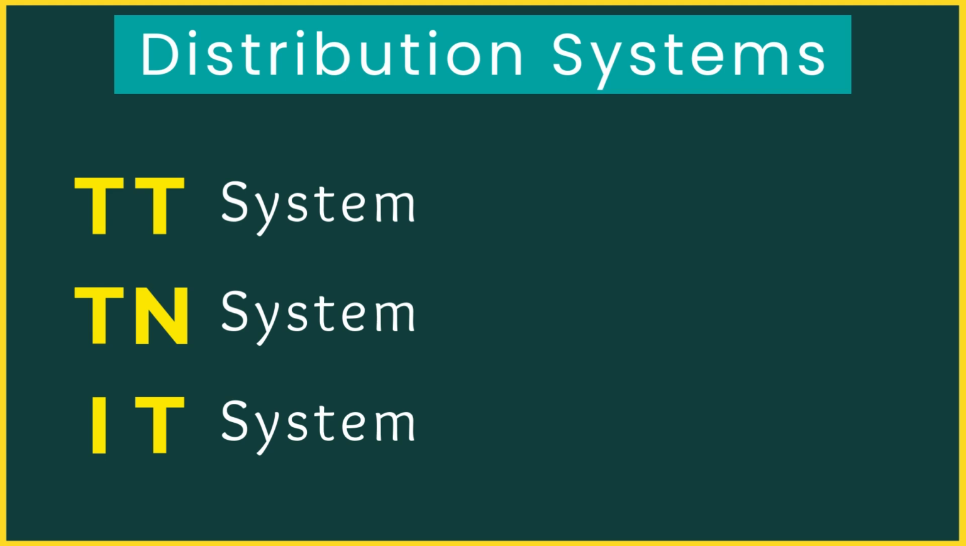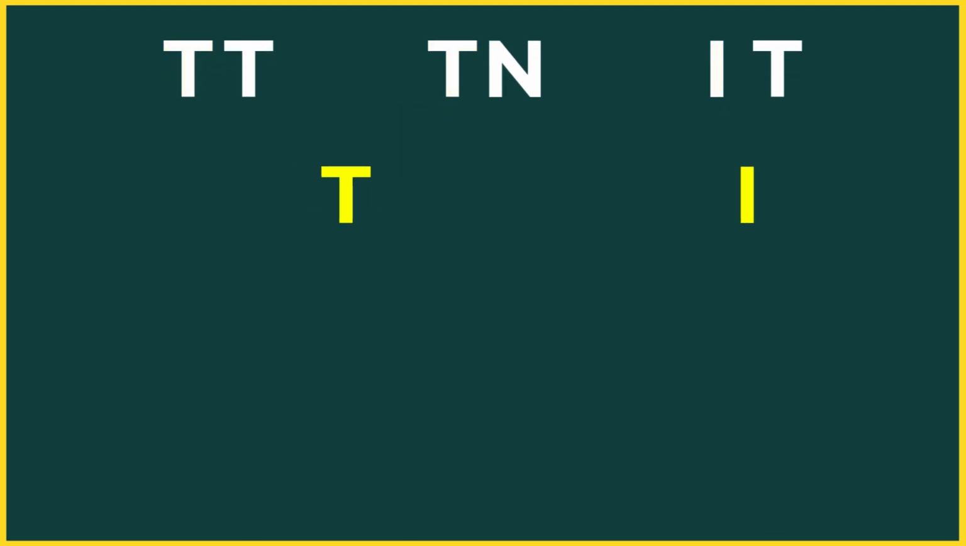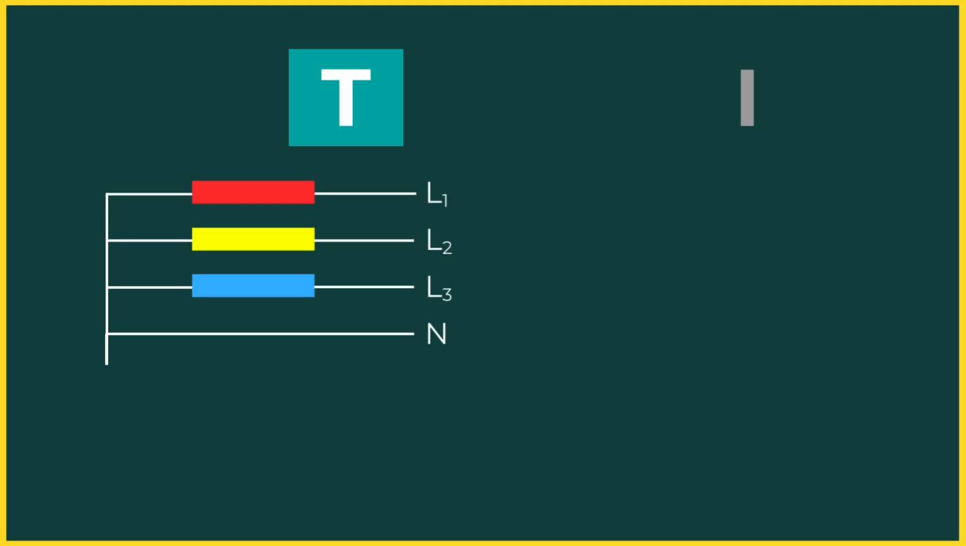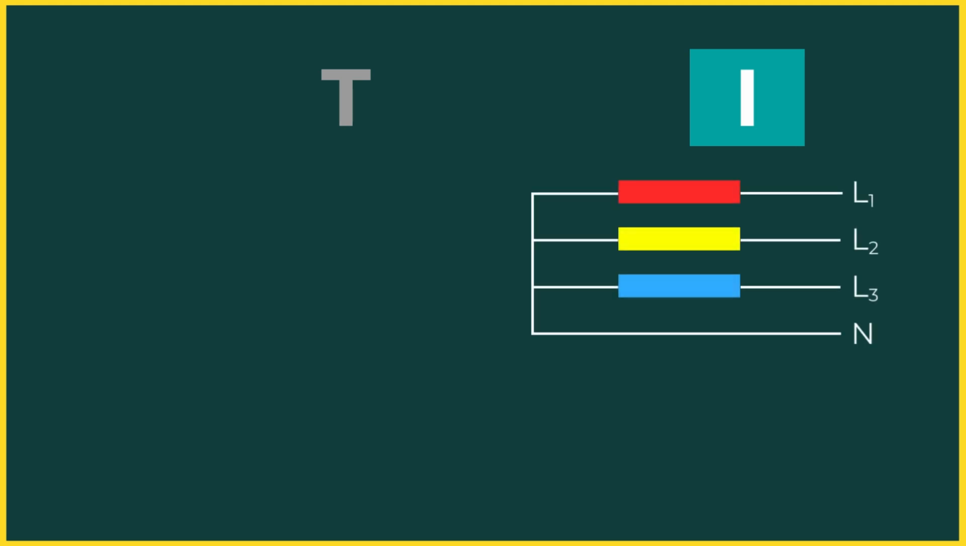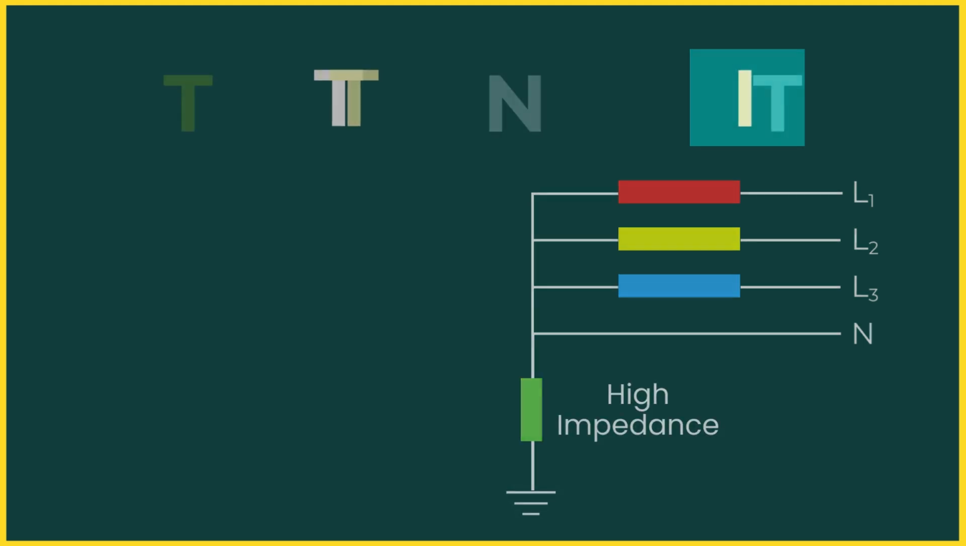Let's begin. IEC standards classify distribution systems using a two-letter code. Each letter has a specific meaning. The first letter tells us how the power system itself is connected to Earth. There are two main possibilities: T and I. T means one point of the power system, usually the neutral, is directly connected to Earth. I means all live parts are isolated from Earth or connected to Earth through a high impedance. So the first letter is about the source side.